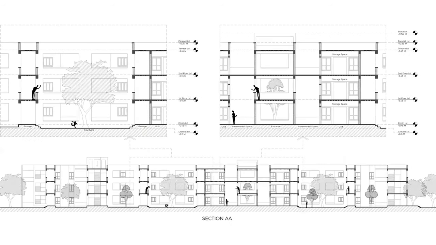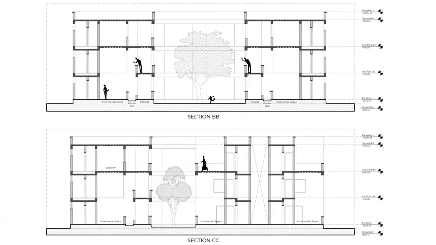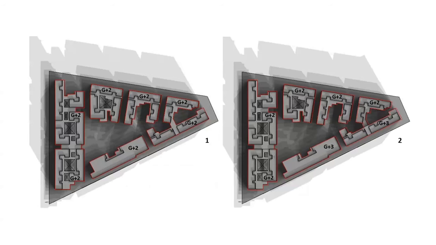So these are the cross sections of the units, showing the hierarchy of open spaces. After that, analyzing how much of these open spaces are shaded, two options were derived. In the first option, all the buildings are G+2, but the central open space was not getting fully shaded. So the second option was created, in which the southwest buildings were converted into G+3 buildings.